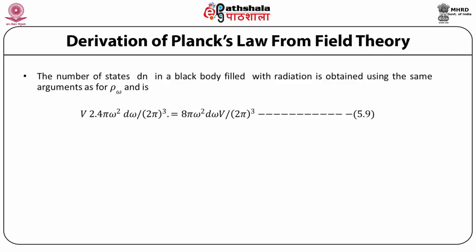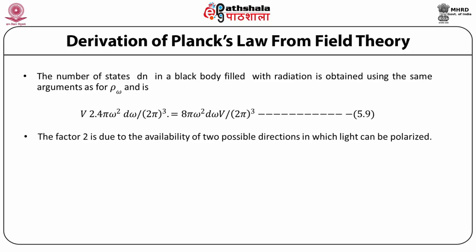The number of states dn in a black body filled with radiation is obtained using the same arguments as for density of states rho omega and is V into 2 into 4 pi omega squared d omega divided by 2 pi cubed, which is equal to 8 pi omega squared d omega capital V divided by 2 pi cubed. The factor 2 is due to the availability of two possible directions in which light can be polarized.